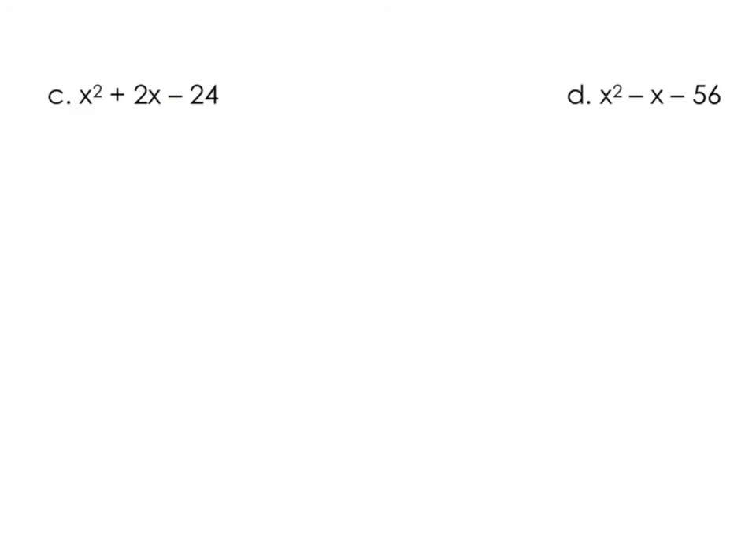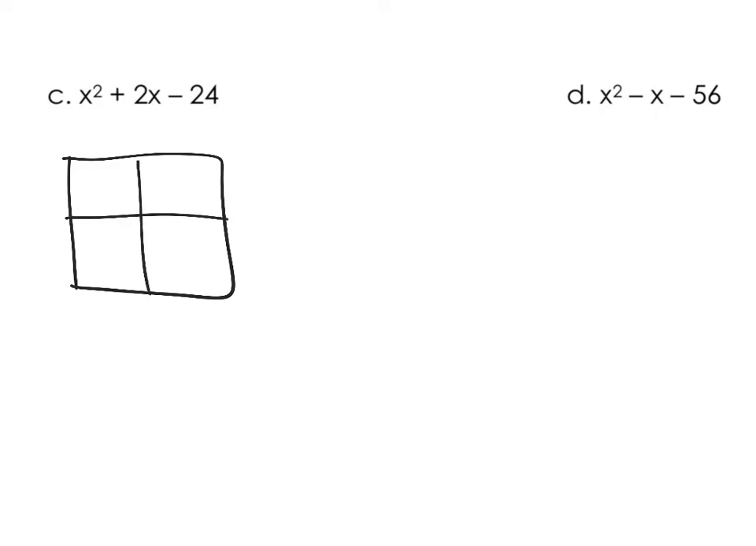Okay, let's try these examples, see how you did. So let's go and make our box. We need to have that x squared up in the top, and we need that -24. And then our diagonals on this one, we're adding to be a +2x.